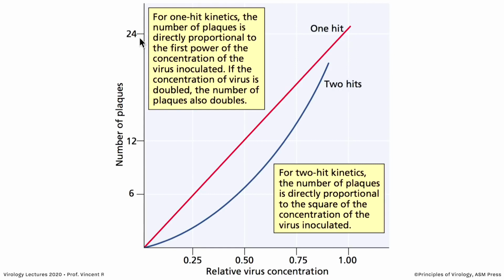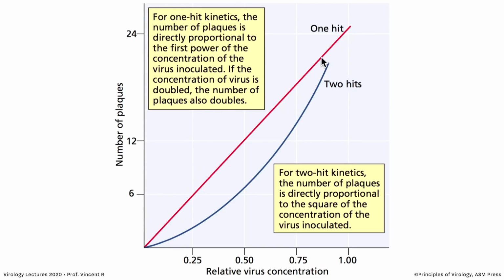So in this graph the y-axis is number of plaques. You just do a plaque assay with dilutions of virus. And here's the relative virus concentration. Basically, we're getting more and more concentrated from left to right. And if one virus is enough to make a plaque, then the line is going to be a straight line. It's called one-hit kinetics because the number of plaques is directly proportional to the first power of the concentration of the virus. So you double the virus, you double the number of plaques, right? That gives you a straight line.